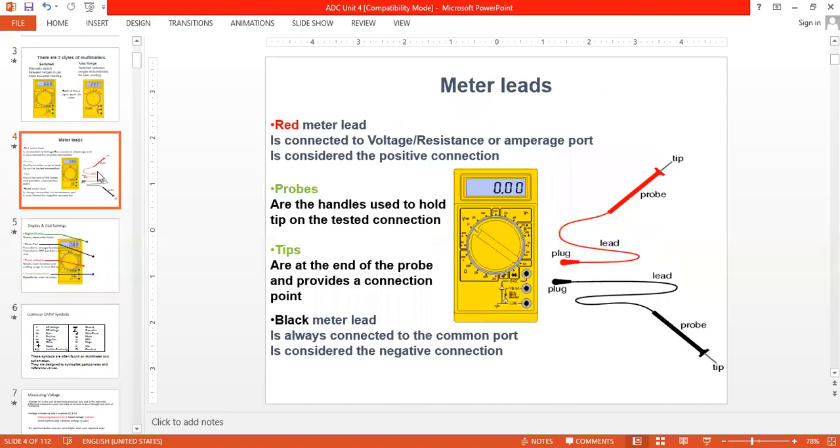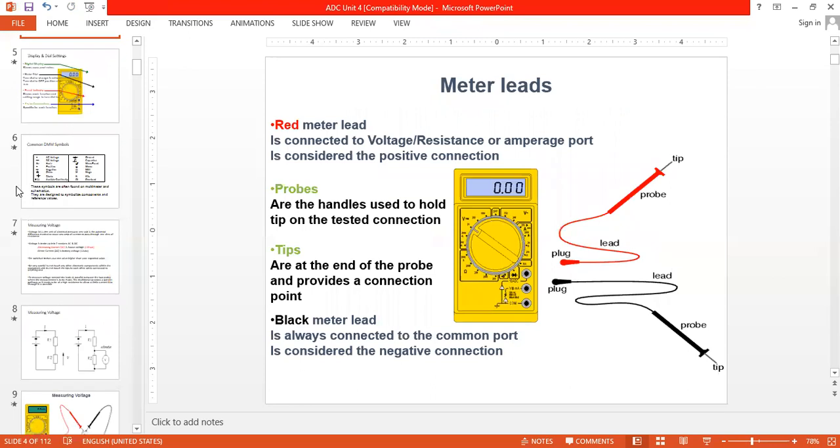Meter leads: the red meter lead is connected to the voltage, resistance or ampere port and is considered the positive connection. Probes are the handles used to hold the tip on the tested connections. Tips are the end of the probe and provide the connection point. The black meter lead is always connected to the common port and is considered the negative connection.